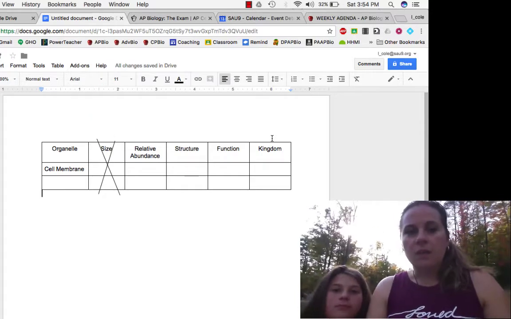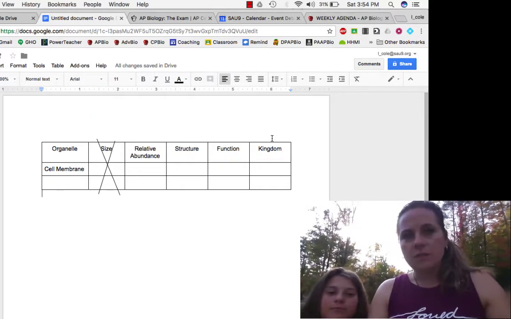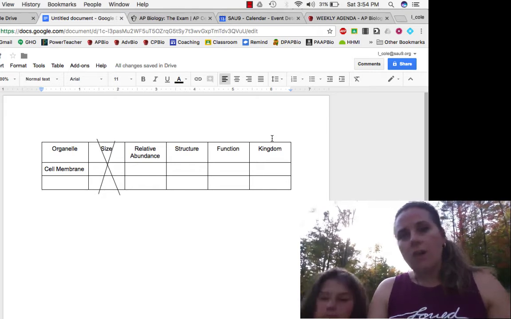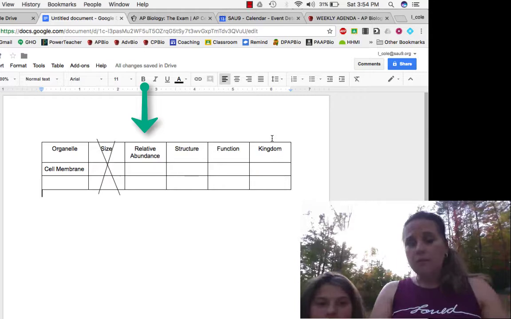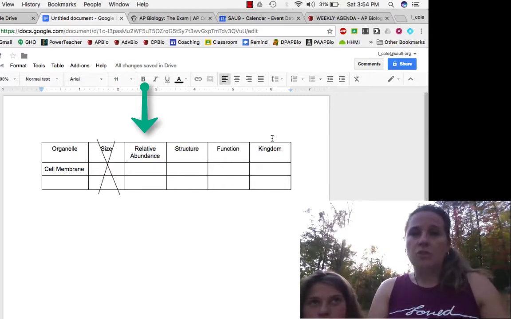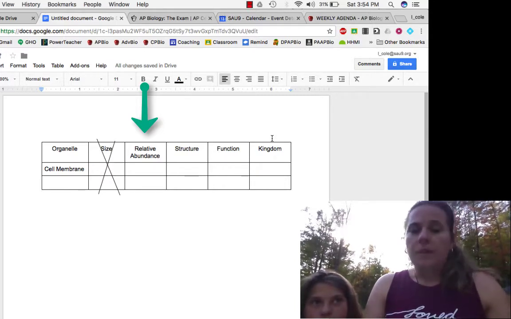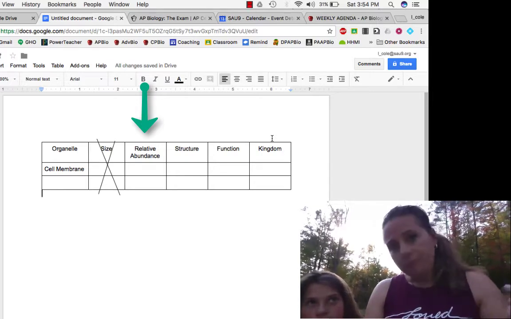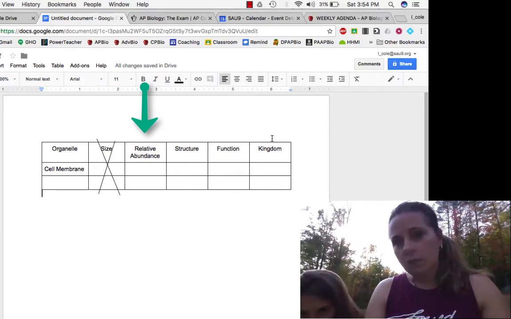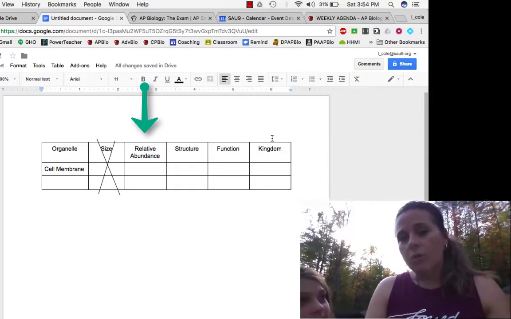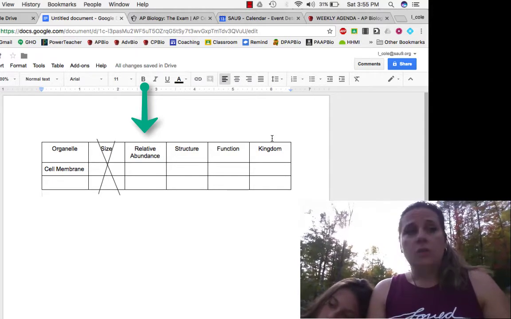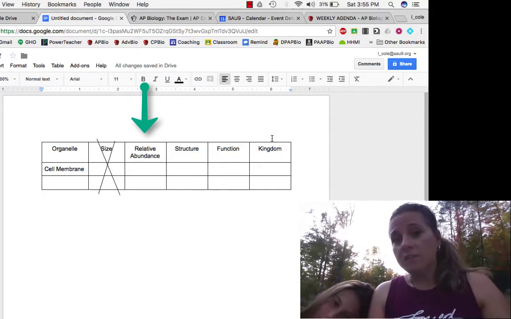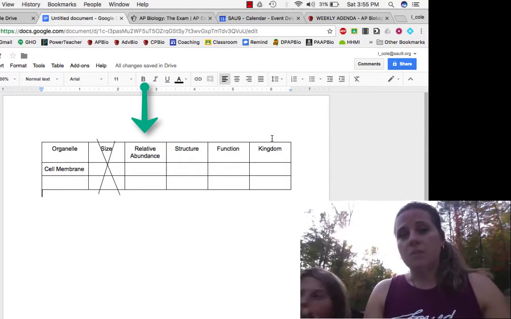What you'll be doing is all of the 13 organelles listed on the sheet, and you're going to figure out through research what the relative abundance of each organelle is per cell. So, how many does a cell generally have of each of these? Okay, cell membrane, there's 1. If it's not 1, you're not going to know how many exactly they have. So it's relative, meaning you can say 1, you can say few, you can say many, you can say a wicked ton. It just depends.